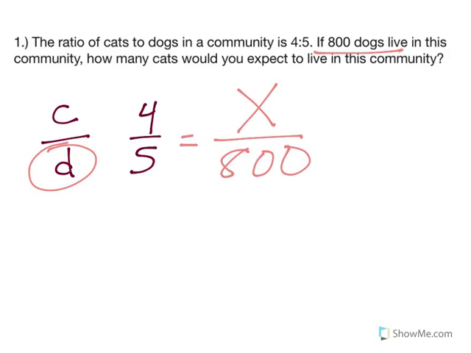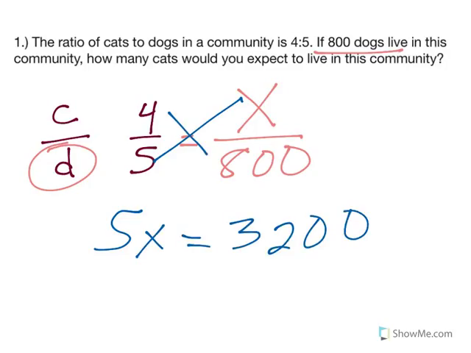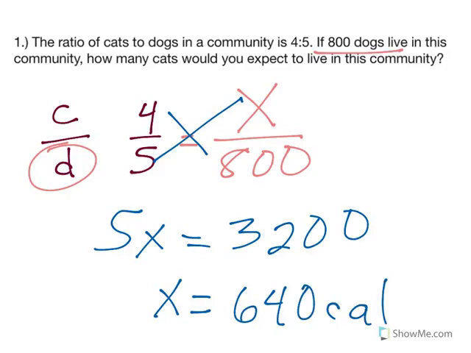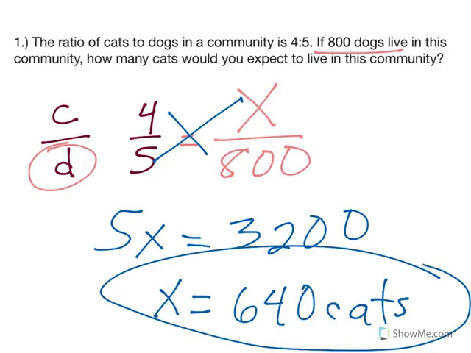And we solve it just like we would solve the other ones. So we cross multiply. 5x equals 3,200. Divide both sides by 5, and you are left with 640 cats. Now, since these are story problems, your x's have meaning. So make sure you label them with whatever they mean, because that's important in life to know what you're talking about.